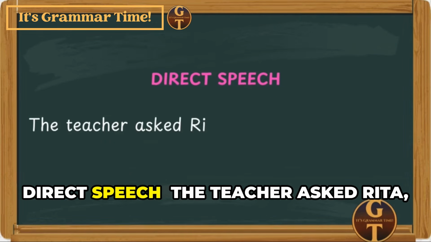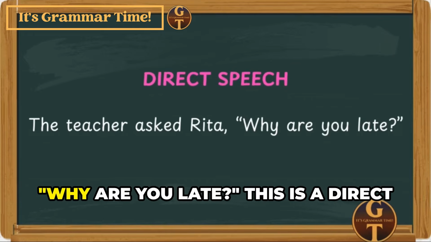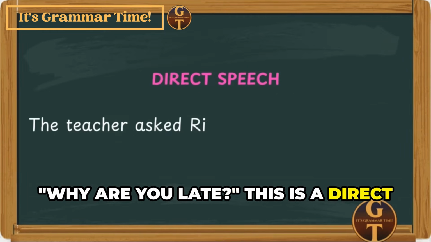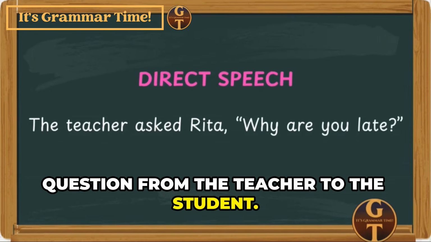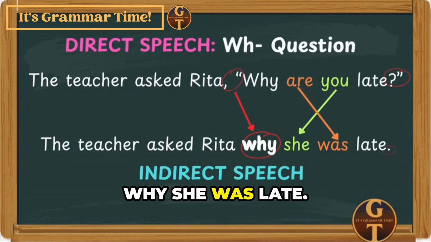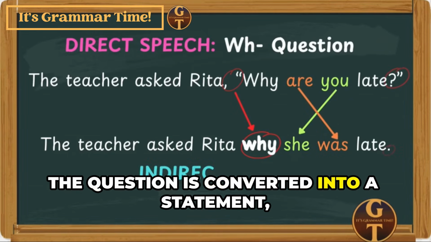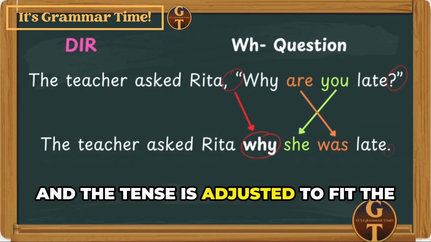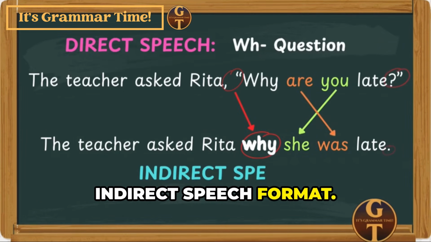Direct speech. The teacher asked Rita, "Why are you late?" This is a direct question from the teacher to the student. Indirect speech. The teacher asked Rita why she was late. The question is converted into a statement, and the tense is adjusted to fit the indirect speech format.